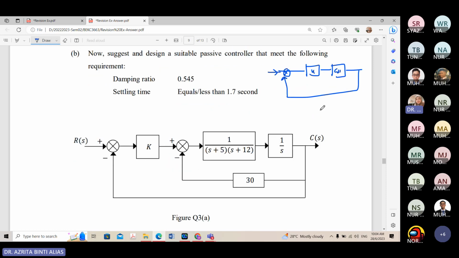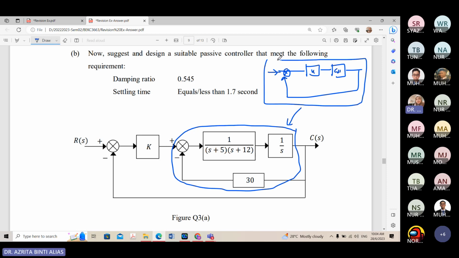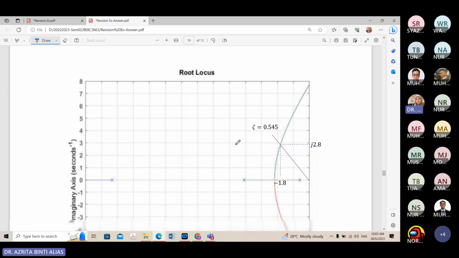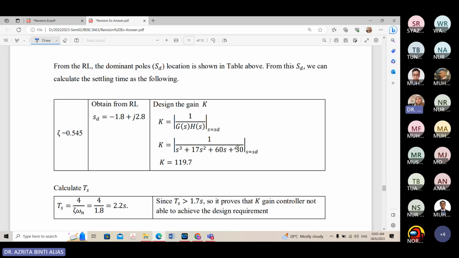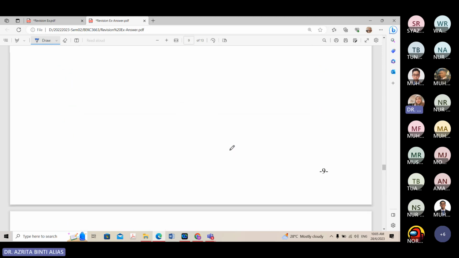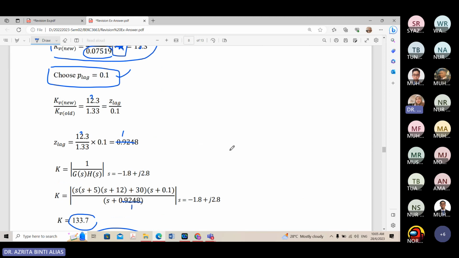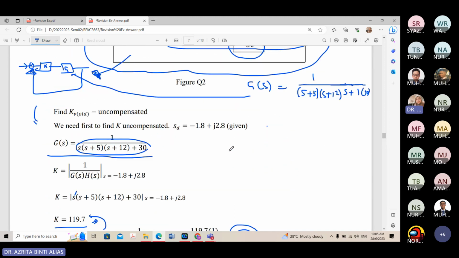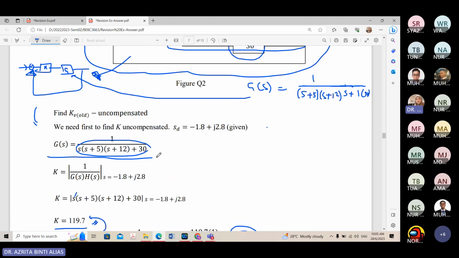So but for this question, the system is not in the form of this general form. So that means you need to simplify the system until you obtain this kind of form. So actually we already solved for the G in question number 3. So this is the answer.